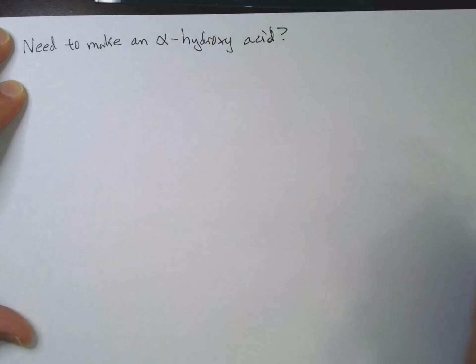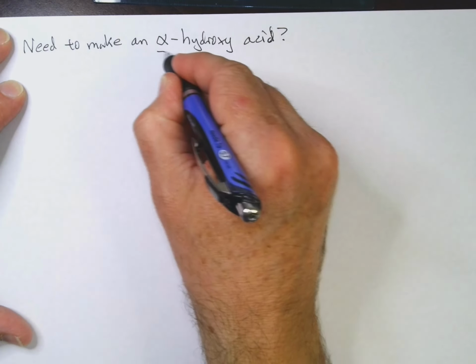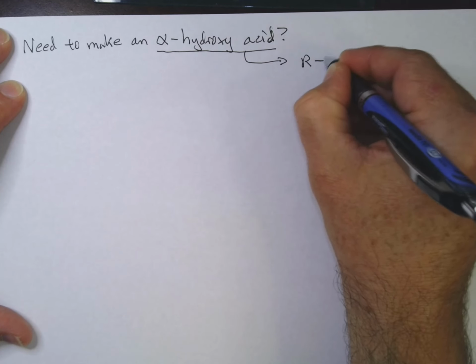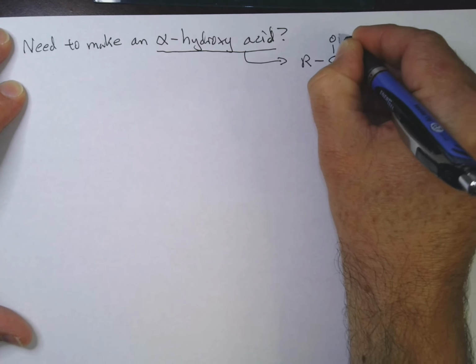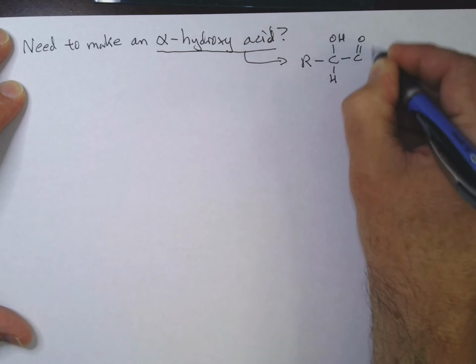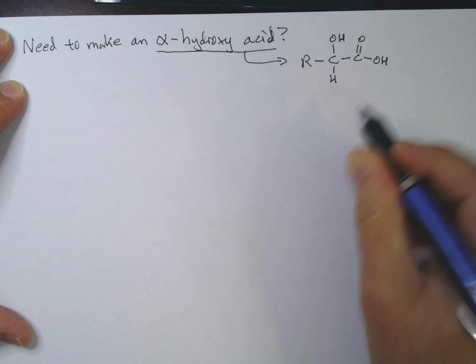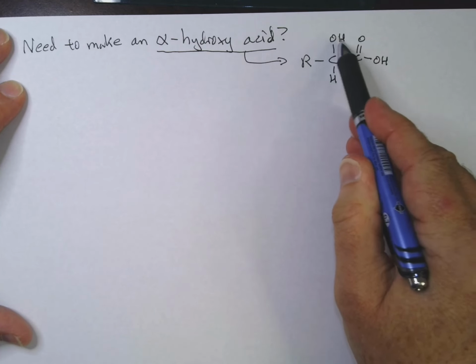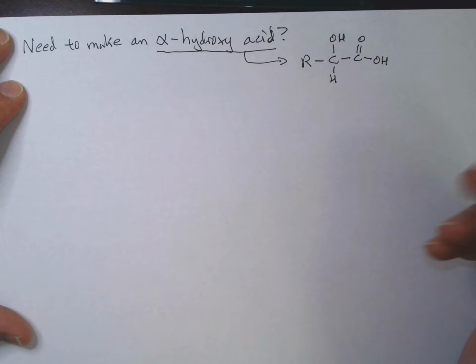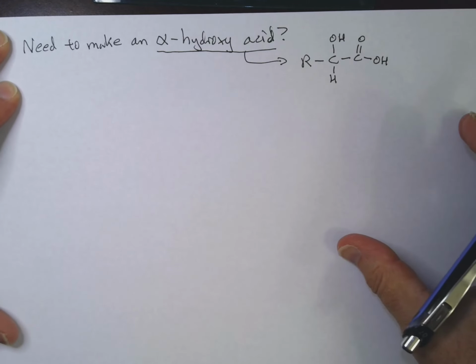You need to make an alpha hydroxy acid? What's an alpha hydroxy acid? Well, remember our alpha carbon is the next one over from the carboxyl group. So if we have a hydroxyl group there, an OH, that's an alpha hydroxy acid. You may have heard of these in skincare, for example.